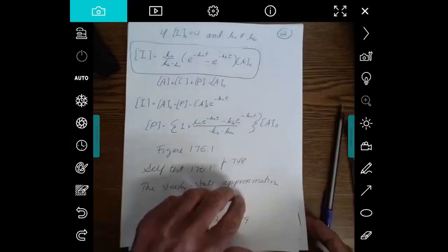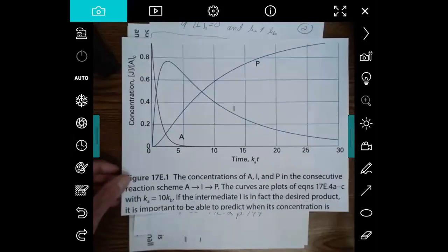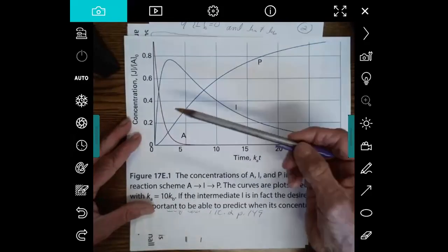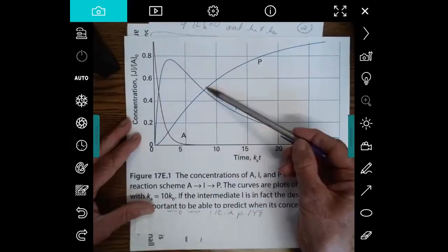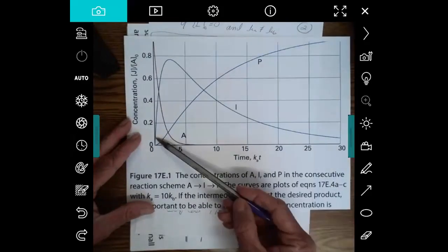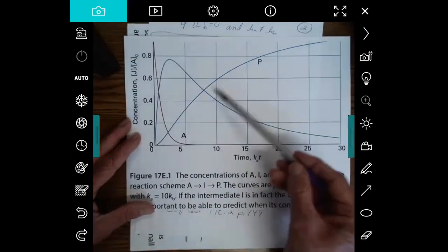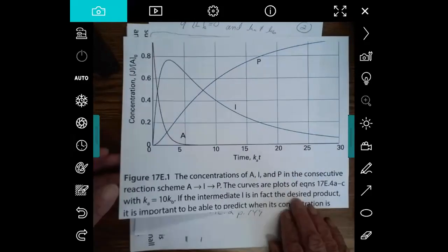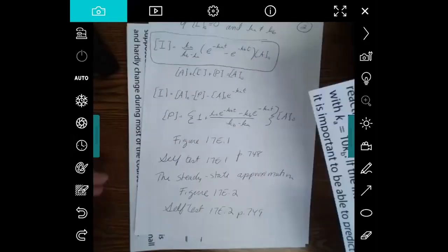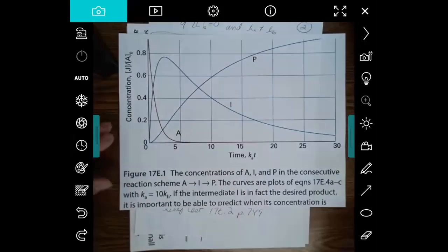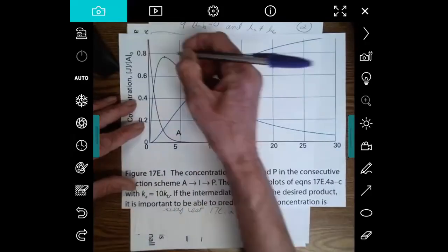And if we look at what that graph looks like, depending on the rate constants, you tend to have the reactant in pink just going down in concentration, the product increasing, and this intermediate I comes in and then decreases as its concentration is depleted as it goes on to P. So when you look at that, you will see that there is a maximum. So there's a maximum concentration of I.